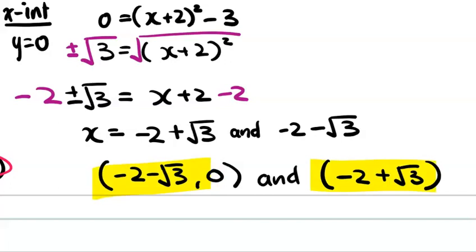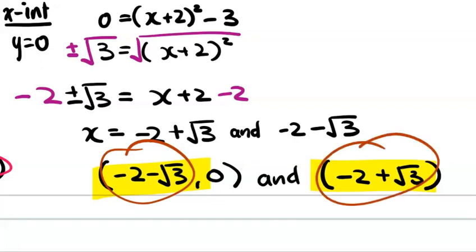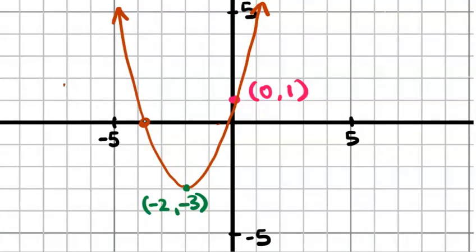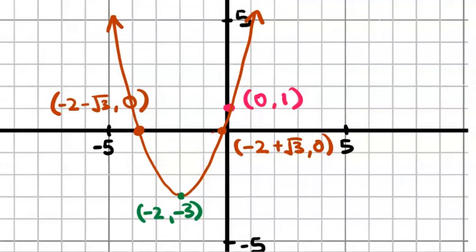But we don't really know what these points are. We can still approximate using your calculators, or you know that -2 minus a little bit more. So this is just a little bit greater than -2, or a little more negative than -2. This is a little bit smaller than -2. And now we are able to label our points. And here we have it.